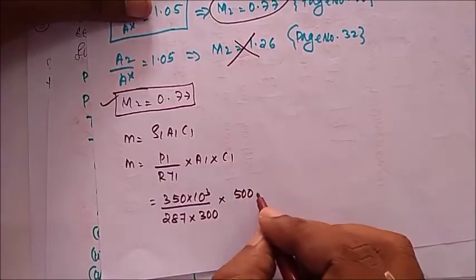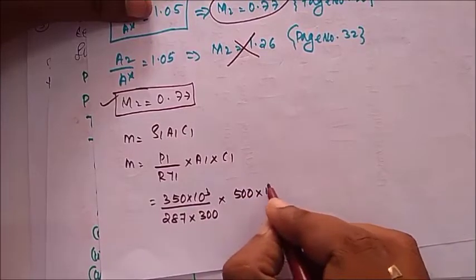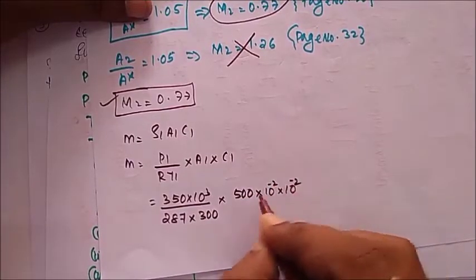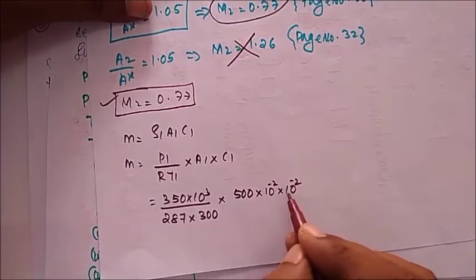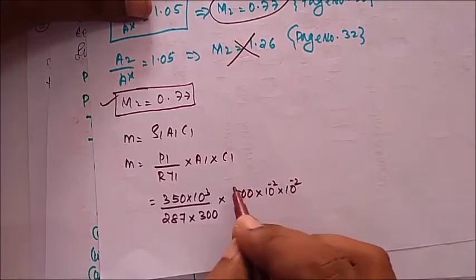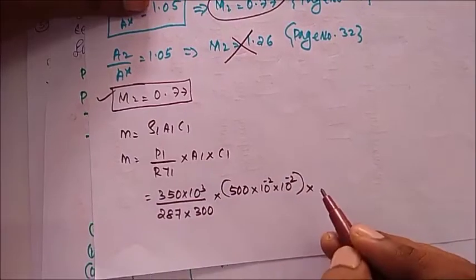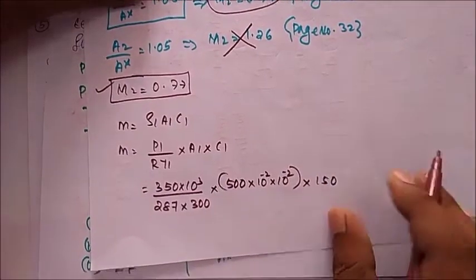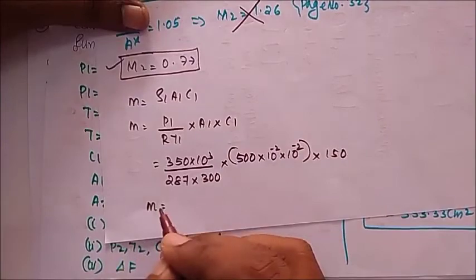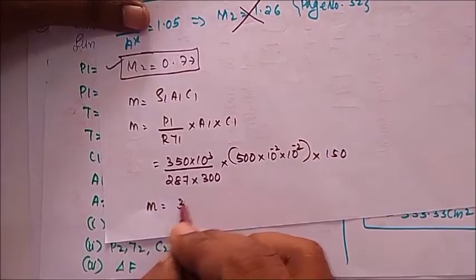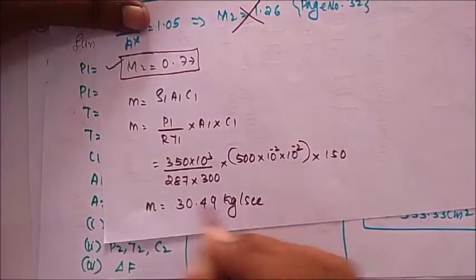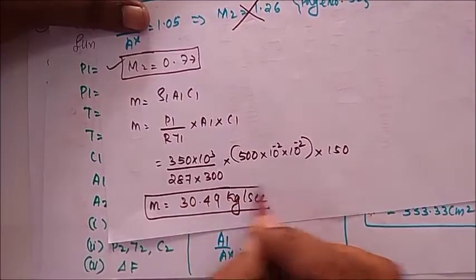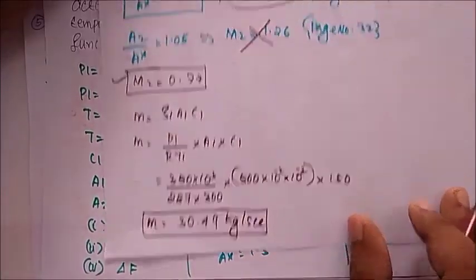500 centimeter square: 1 centimeter is equal to 10 raised to minus 2 meter, so centimeter square is 10 raised to minus 2 into 10 raised to minus 2 meter square. Then into C1, which is equal to 150. Therefore, the mass flow rate is approximately 30.49 kilogram per second.